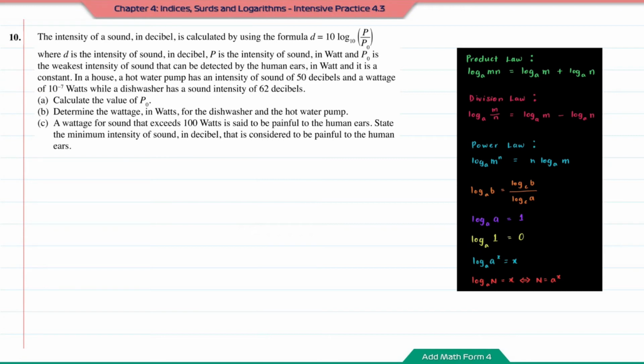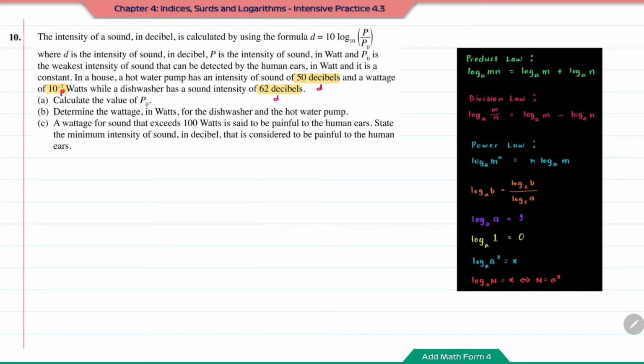In a house, a hot water pump has an intensity of sounds of 50 decibels. So this 50 here is referred to the D of the formula. And a wattage of 10 to the power of negative 7 watts. So this 10 to the power of negative 7 is referred to the P of the formula. While a dishwasher has a sound intensity of 62 decibels. So this 62 decibels is the D for the dishwasher.